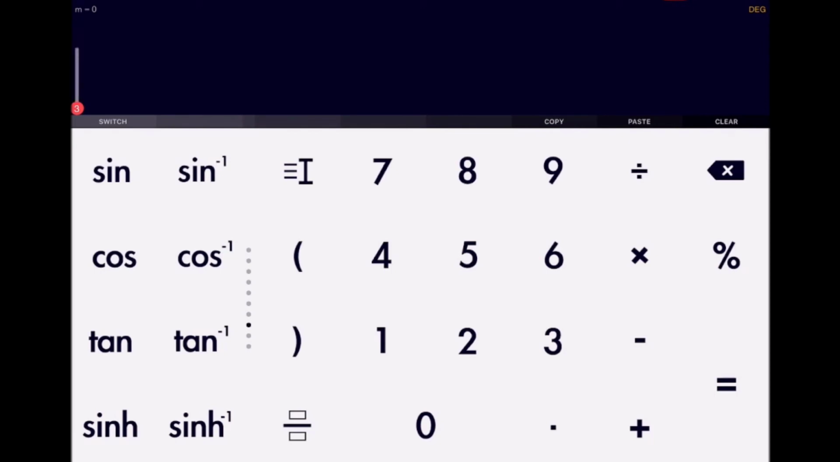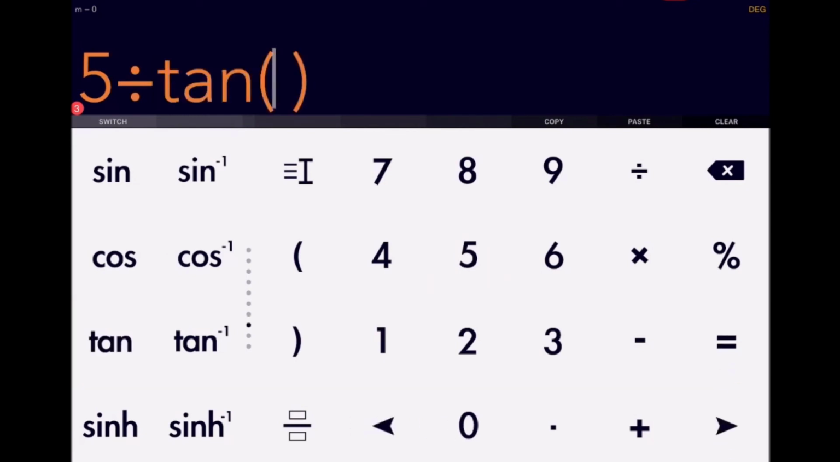So we'll start by plugging in 5 divided by, and for my app, I just press the tan button right there and it opens up that bracket automatically, and we'll input the angle 30 degrees. On the right top corner, you'll see a DEG. It stands for degree mode. And make sure your calculator is in the correct mode, because if you're in radian or some other mode, it'll give you a different value and that'll be incorrect. We'll only talk about degree mode for now.